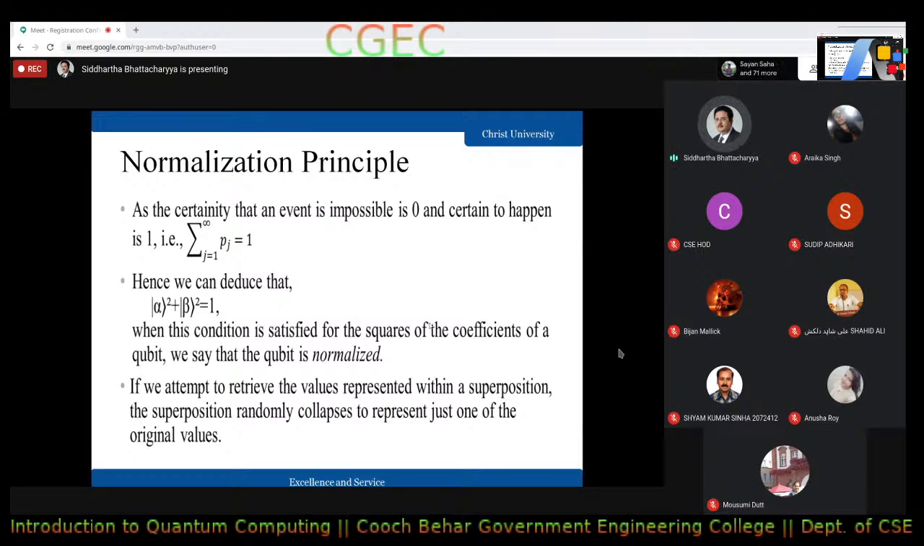So I told you that the sum of all the probability amplitudes should be equal to 1. Alpha square plus beta square is equal to 1. This must be maintained always, because otherwise it is not valid. That means the qubit is always normalized. Now I told you, if you attempt to retrieve the values represented within a superposition, the superposition randomly collapses to represent just one of the original values. Just take the analogy of the cat experiment. Once you open the radioactive chamber, you get either a dead cat or a live cat. So the entire state of superposition collapses to either 1 or 0 when it is measured.